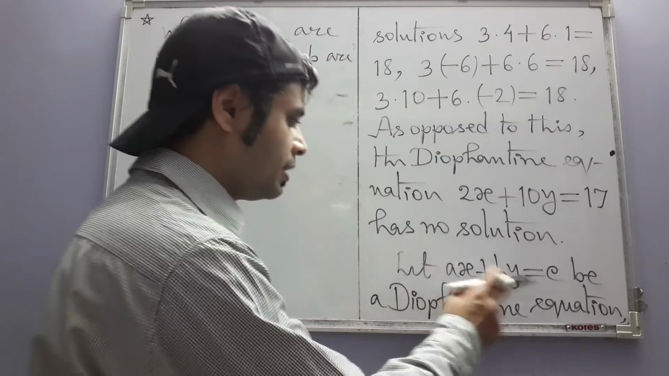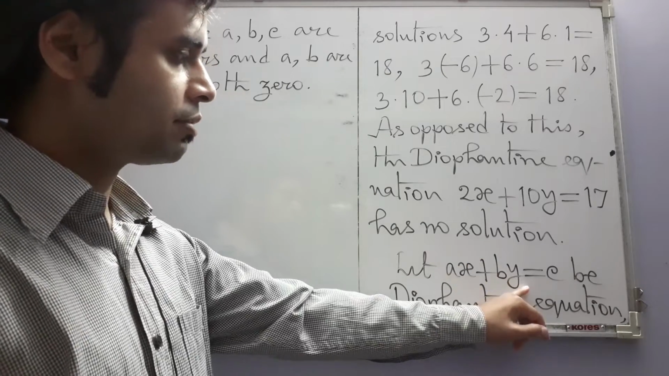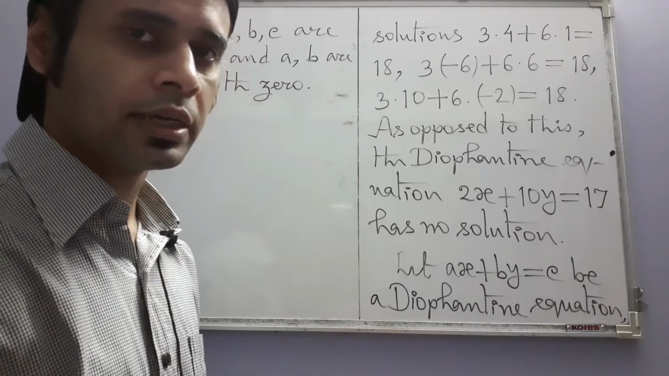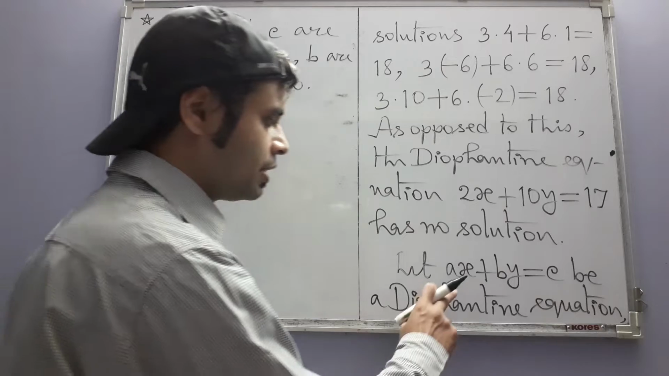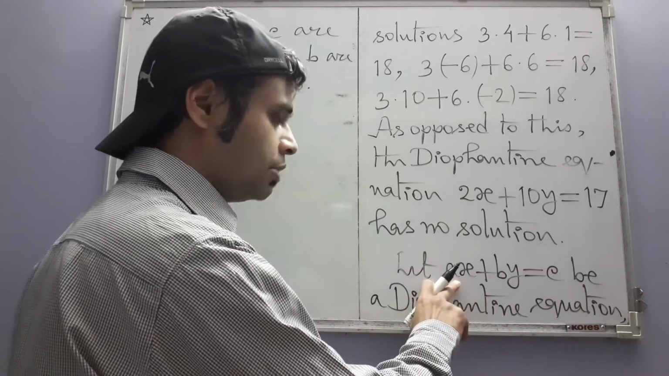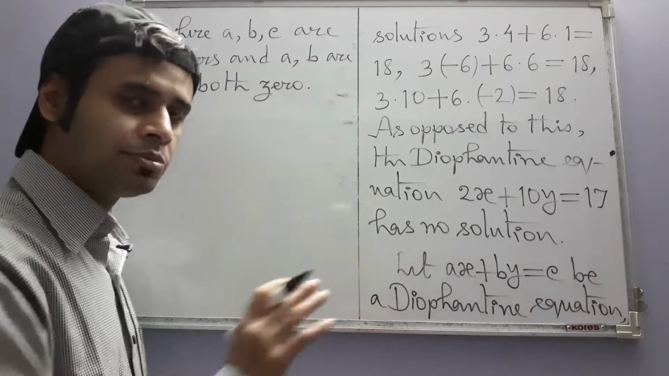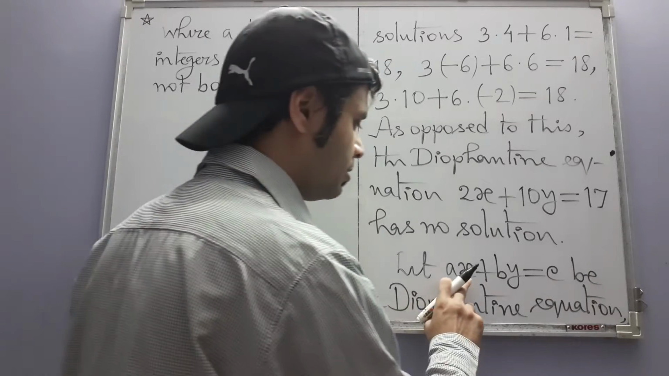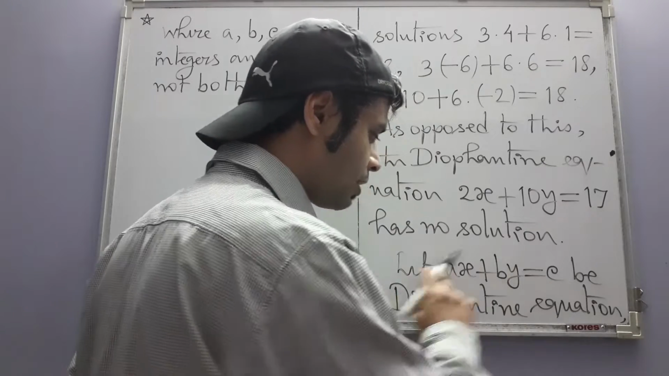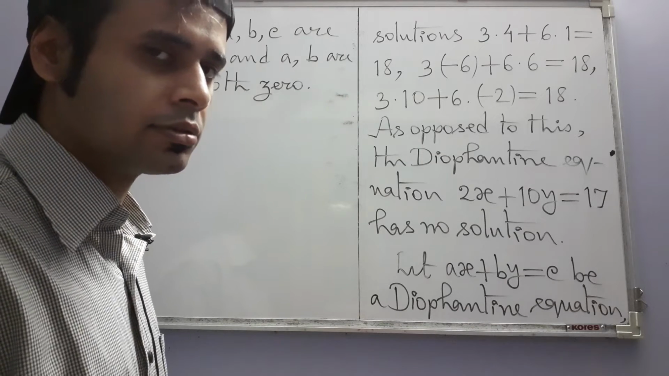Because if a and b are both 0, then the left hand side is equal to 0 irrespective of x and y. They can be anything, and hence the right hand side also has to be 0. So in that case, we just simply have 0x plus 0y equal to 0, which is also an equation. There is no problem with that being an equation. It is an equation, but every possible pair of integers is a solution.